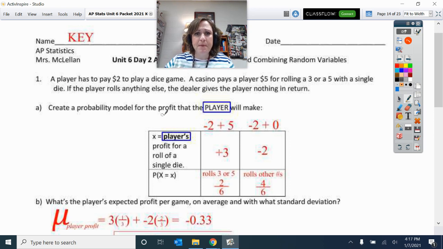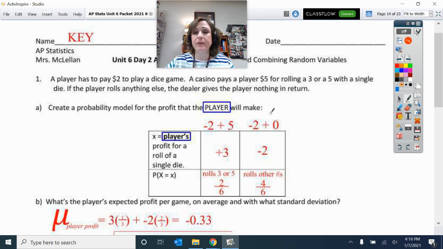So that means, here's how I wrote this. The player has to pay $2 to play, but then can win $5. And so that's a net of $3 profit. That will happen if the player gets a 3 or a 5. So there's a 1/3 chance, about 33%, that that'll happen. So a third of the time, the player's going to make $3.